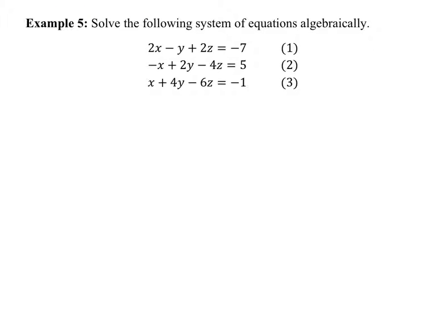Okay. Solve the following system of equations algebraically. Take a look at this one now. What do you notice in this case? How does this differ from what we did before with elimination? What's the only difference? Yeah, there's 3 variables, so as a result, how many equations are there? 3 equations. Remember, number of variables has to match the number of equations.